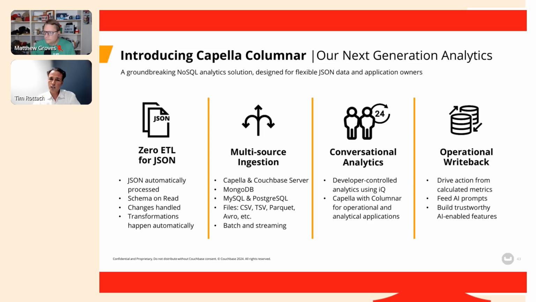So Capella Columnar is our next generation of JSON analytics. It's designed to overcome those challenges with 4 key areas. The first is zero ETL. In a traditional way, you'd be taking your data out of your database and converting it into the relational system. Capella Columnar can automatically process your JSON data and translate it into a columnar, analytics-ready format, without the need to define a schema in advance.